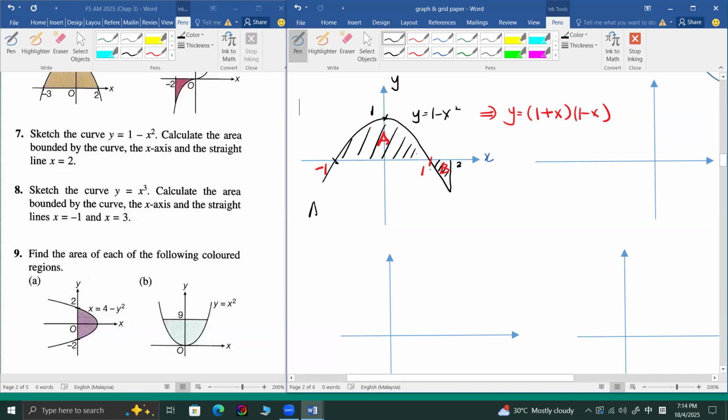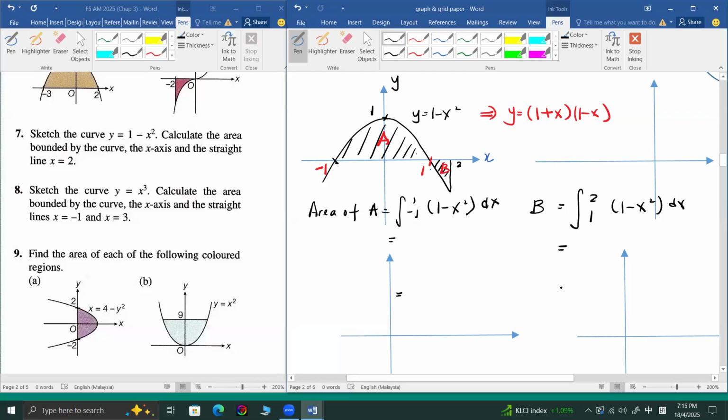Area of A is the integral from -1 to 1 of 1 minus x squared, dx. I factorize this because I want to find the roots. You do it like just now to find the area. Then for B, the limit is 1 to 2. Same thing you do.